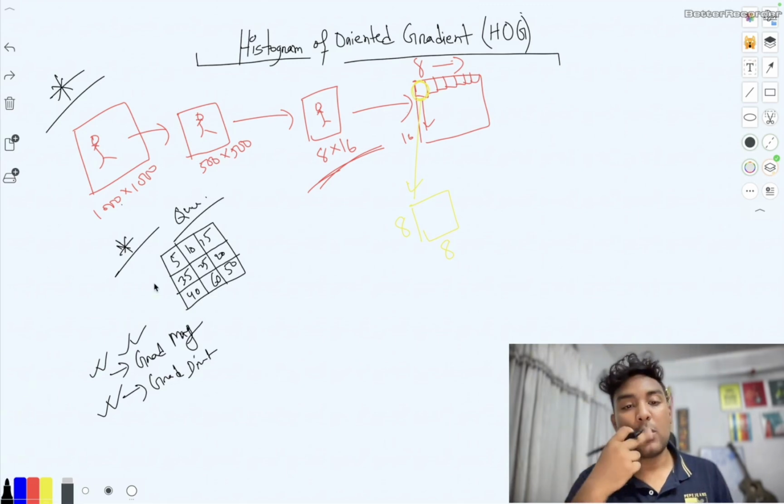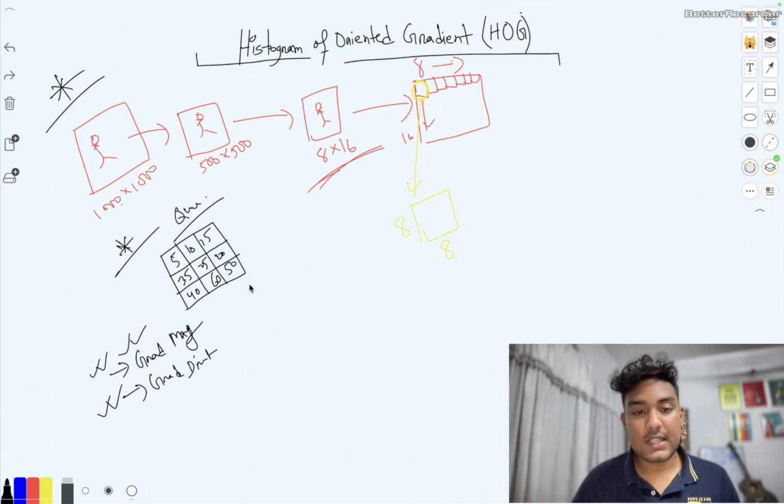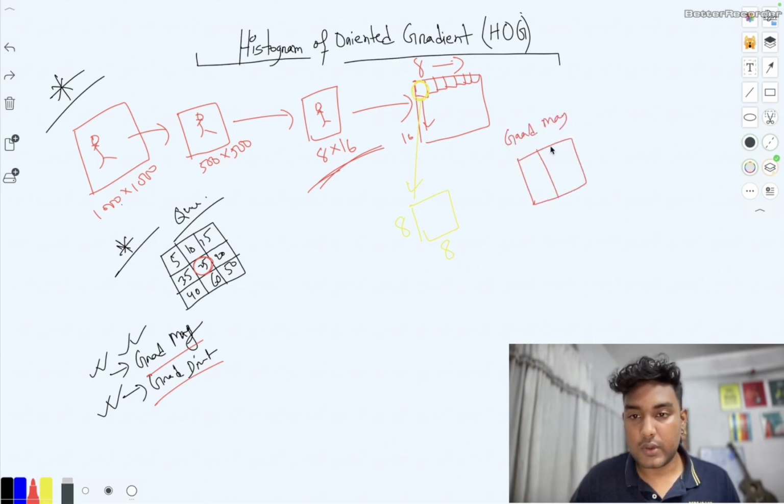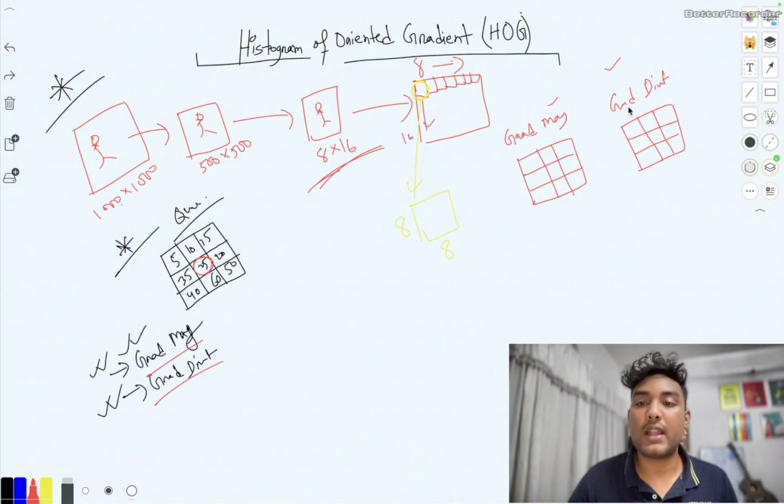So how could we calculate it? Firstly, we need to take a value from this. For 25 we need to calculate the gradient magnitude matrix and the gradient direction matrix. It will look like this, the gradient magnitude matrix, and the gradient direction matrix. From these two matrices we will be able to draw the histogram of oriented gradient. We need to calculate the values for the gradient magnitude and gradient direction.